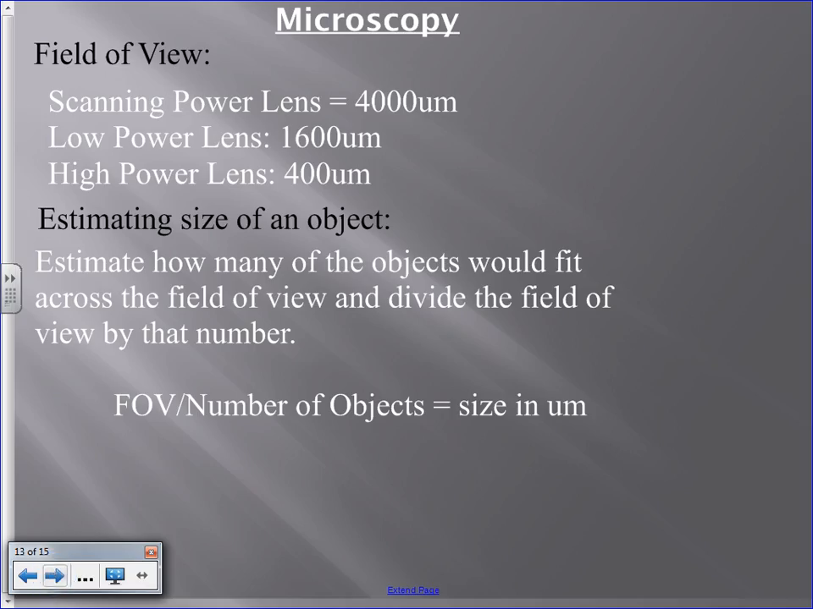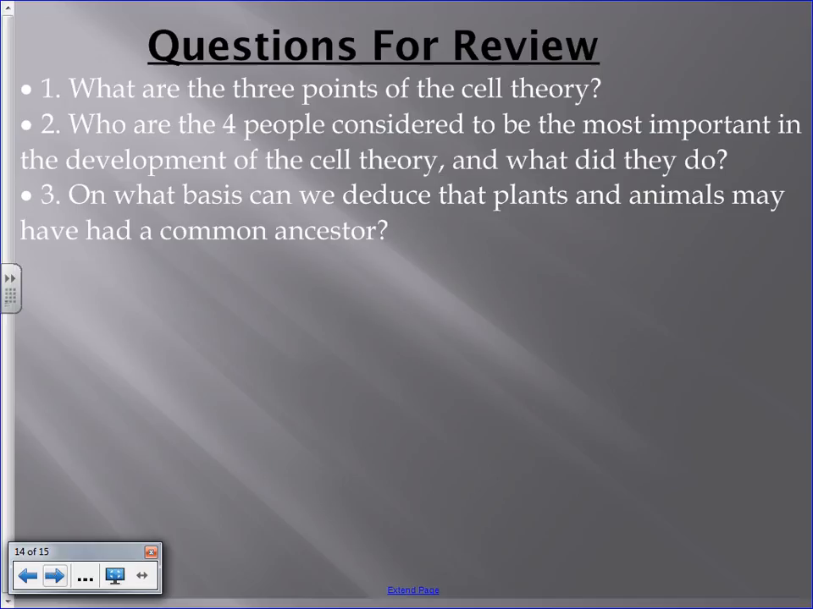Okay, so that's all of this stuff here. We got the lens diameters, we've got the estimating the size, we've talked about that, so we're good there. And we kind of reviewed that already this morning. Okay, the 3 points of the cell theory we talked about. Who are the 4 people? Anyone remember from yesterday? Hooke, he discovered cells.